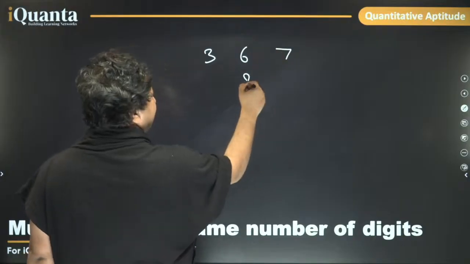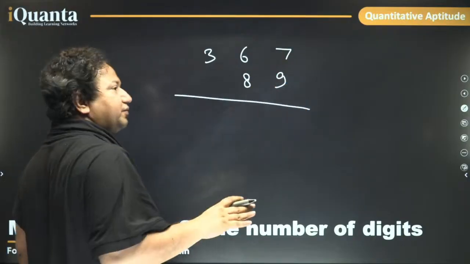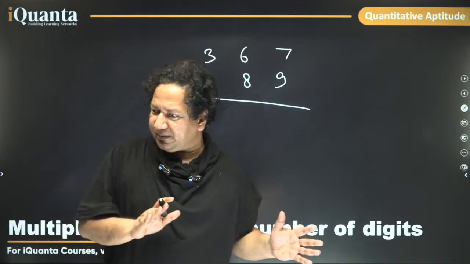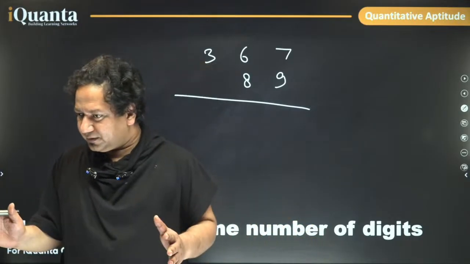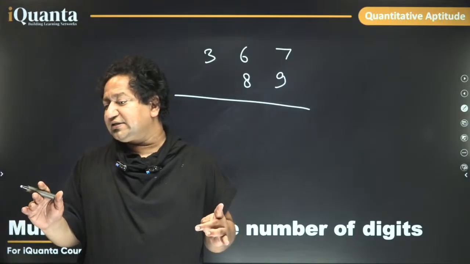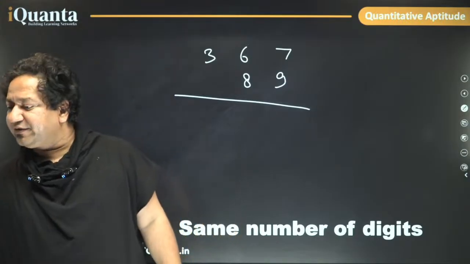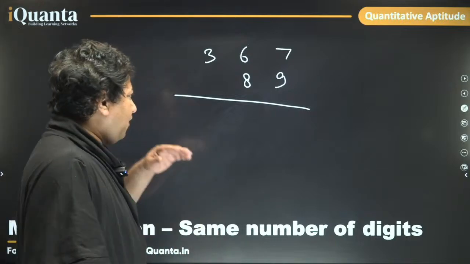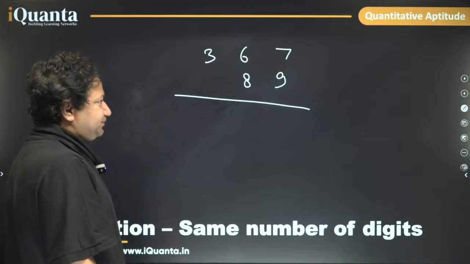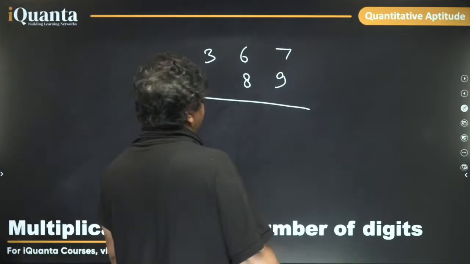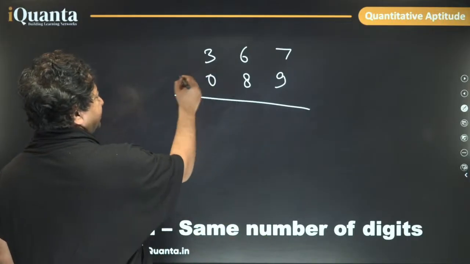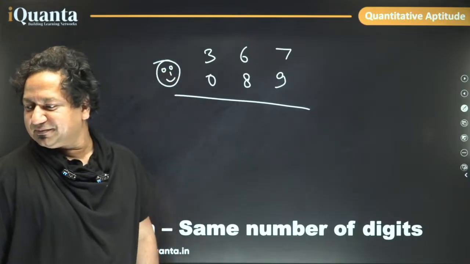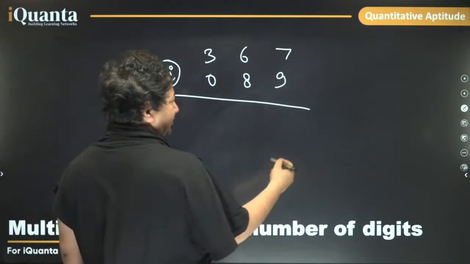367 multiplied by 89. Now, all the limitations that were there in all the multiplication techniques that we learned, the only limitation was the number of digits should be same. Now if they are different, what's going to happen? You know what? Just introduce a 0 here and your life is sorted. That's it. Baki वैसा ही.